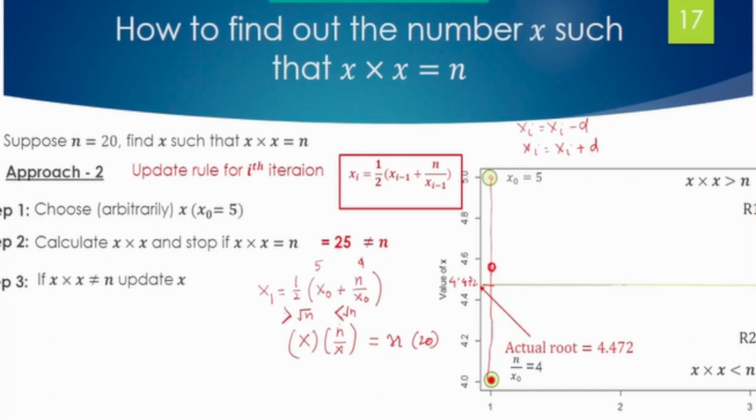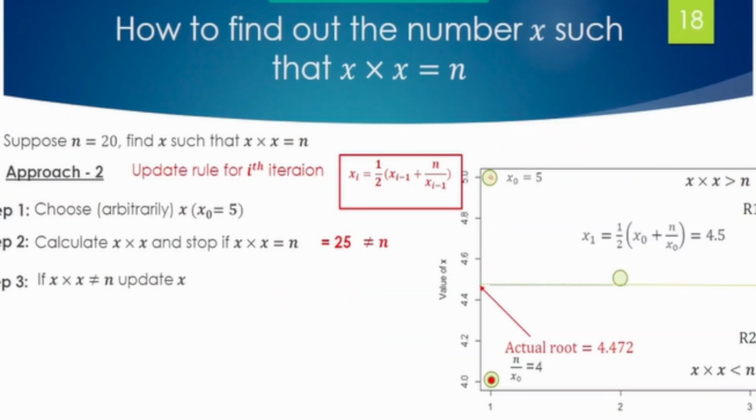Both approach 1 and approach 2 create a monotonically decreasing sequence of errors. Now one may be fast, another may be slow, that's a different issue, but both will eventually converge to the actual root because both of them are creating a converging sequence. So I hope it is clear to you.